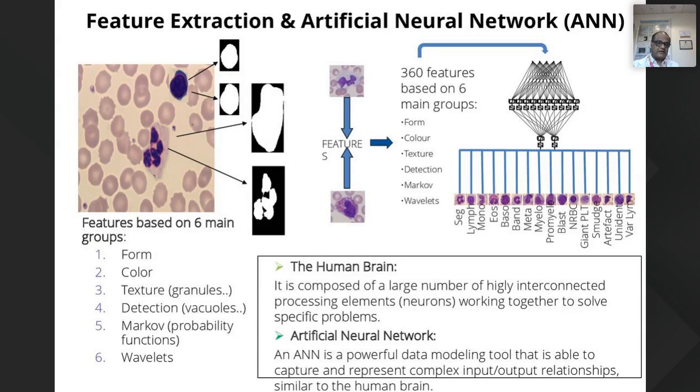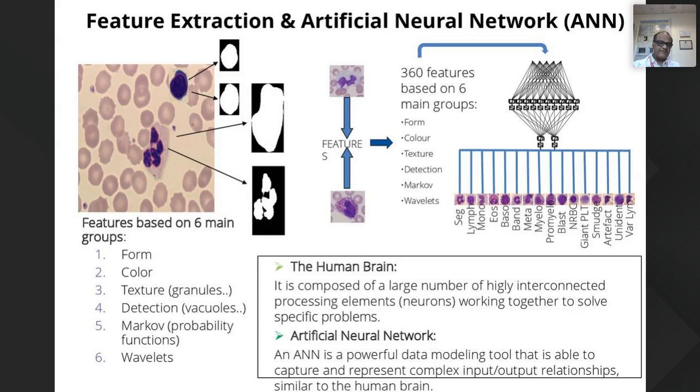The form of the cell. What is the color of the cell? What is the texture of the cell? And do we have any vacuoles inside the cytoplasm? Or will I be able to pick up any functions other than this, and the wavelets, which are tiny wavelengths that are getting picked up by the relay lens itself.